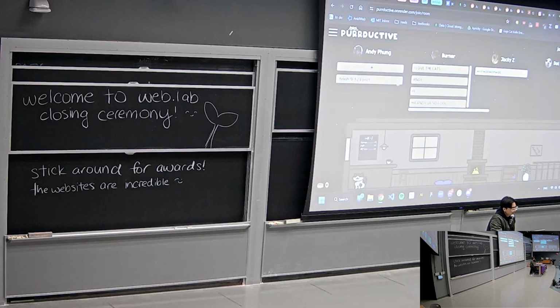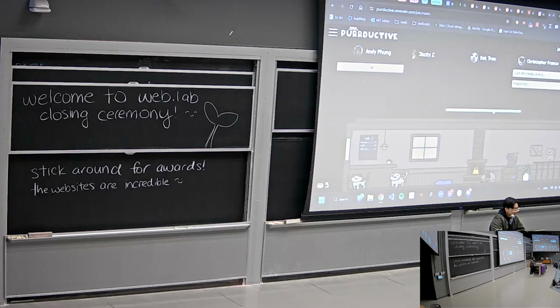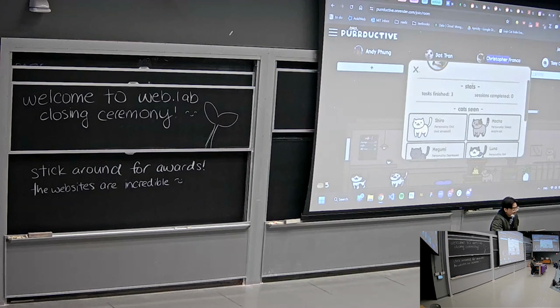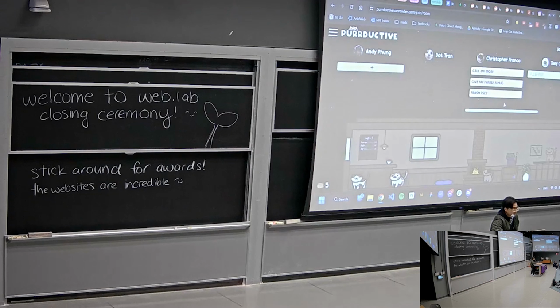And if we complete a task, we can see that we get an achievement, which I'll go into later, and some more cats spawn. So that's basically the incentive to complete tasks. And we can also view other people's tasks. That's crazy, that. And you can also view their profiles, like how many tasks they finished, sessions completed, the cats they've seen, and their achievements.